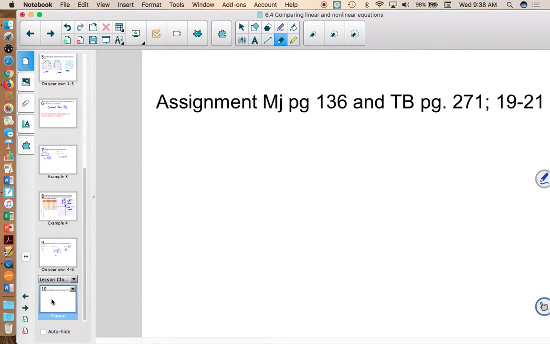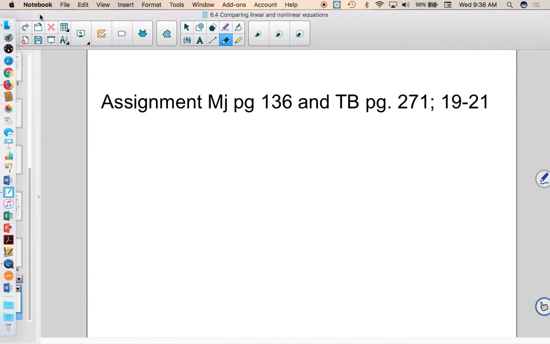How do you feel about comparing linear and nonlinear with what we've been doing? Fist to 5, show me. Okay, that's what you're going to be doing, all right?